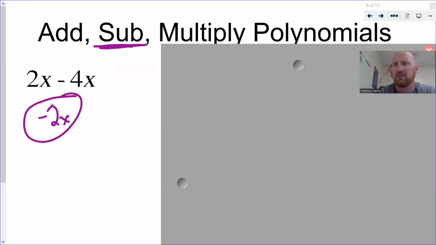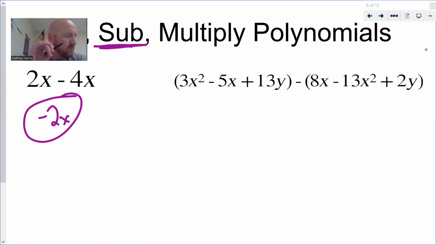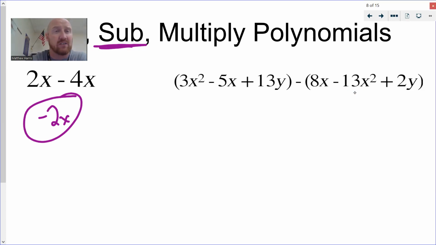There's my answer. I just subtracted it. So now, like I said, we're going to see how subtraction is a little different than addition. So we're running into something similar to what we just saw in our last example with addition. We have a trinomial minus a trinomial.